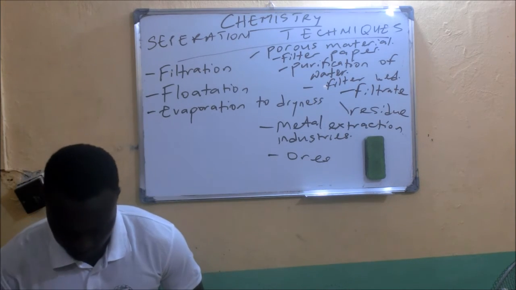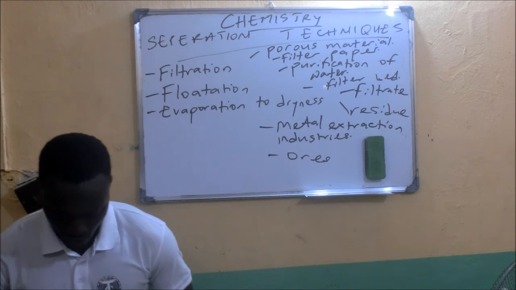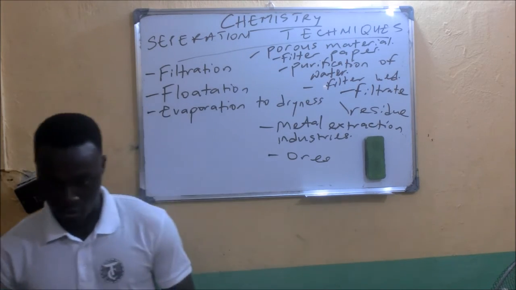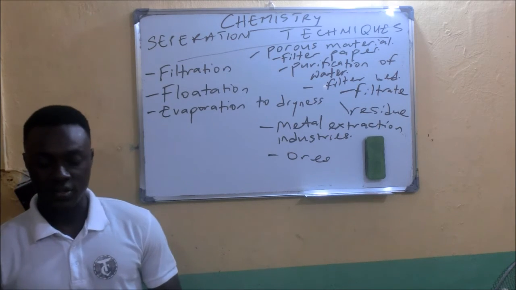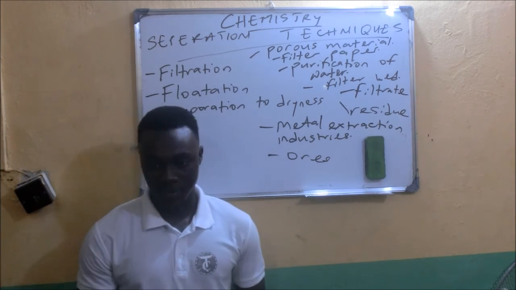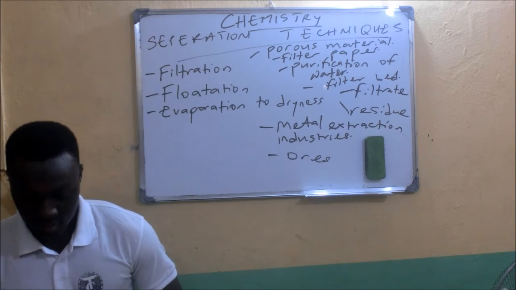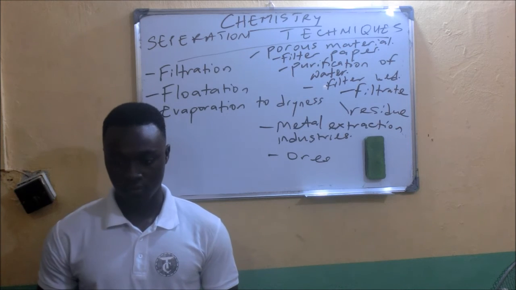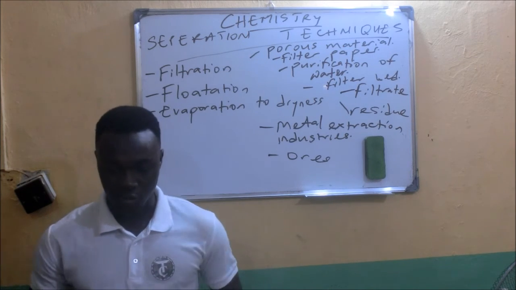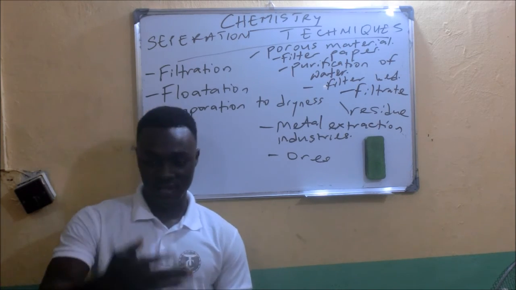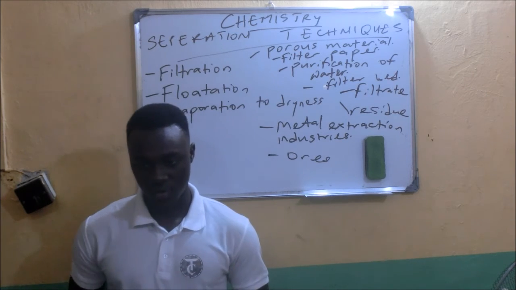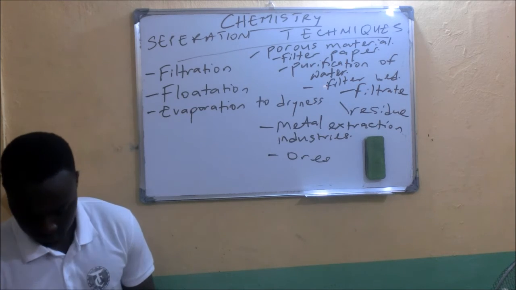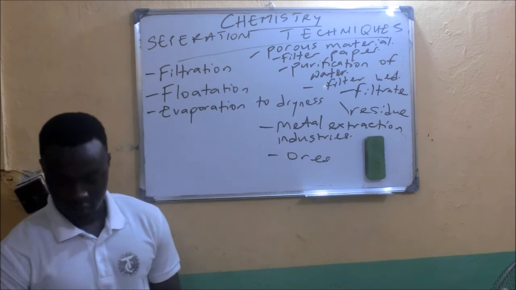So what happens is that the metallic ore is ground, like they grind it into powder form, and then they mix it with water. Okay, so when they mix it with water, the particles will be allowed to settle. The metallic part that is required will settle down, and then the impurities will float on the surface and will be separated. Okay, so that is what happens in flotation.